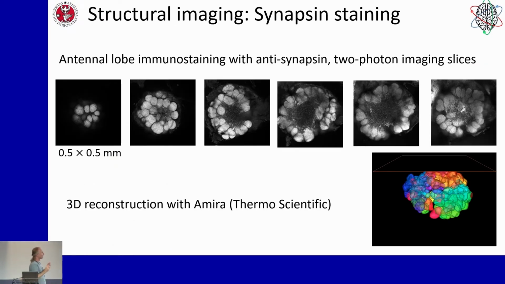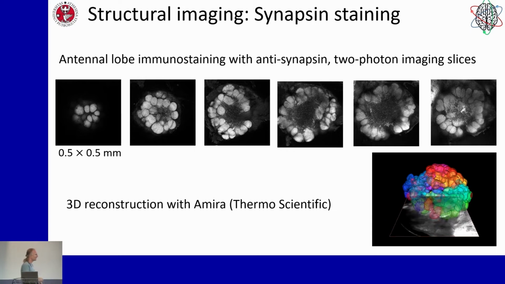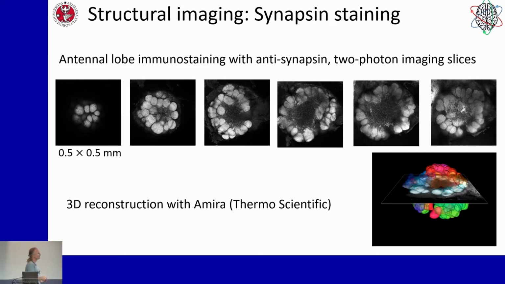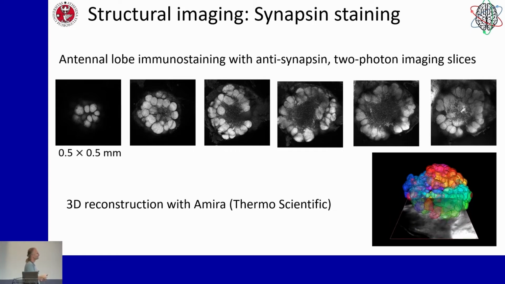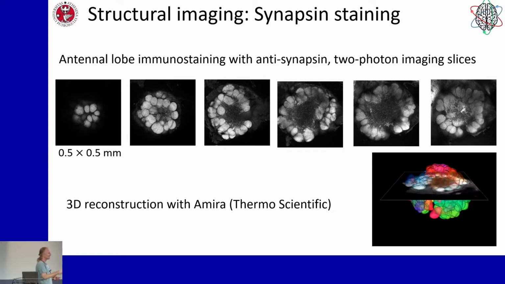So now, with two-photon microscopy, we heard we can easily do three-dimensional imaging. If we want to know something about the structure of this antennal lobe, we stain it with anti-synapsin and then optically slice it via two-photon microscopy, and then we are able to reconstruct a three-dimensional image. And this serves as our atlas, which we then use in experiments in different subjects to identify these single nodes.